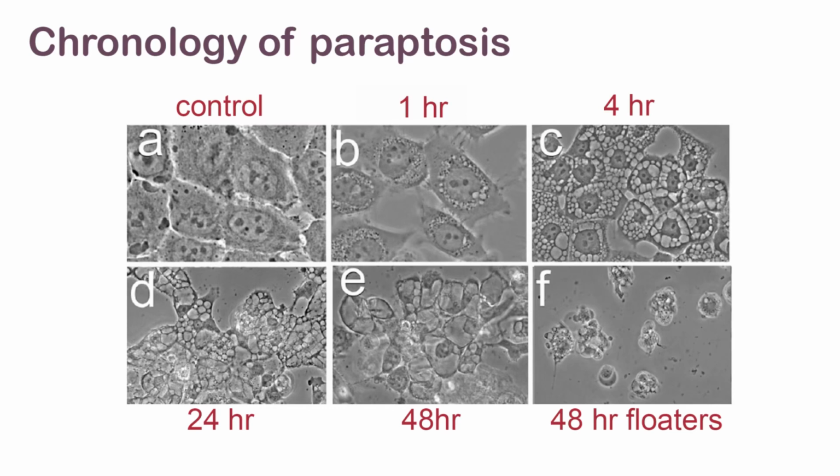This slide shows how paraptosis develops after ER photodamage. First, a ring of vacuoles forms around the nucleus. This gradually fills the entire cytoplasm, and the cells become quite chaotic. And eventually the cytoplasm is lost, and bare nuclei are floating in the media. These are clearly non-viable cells.